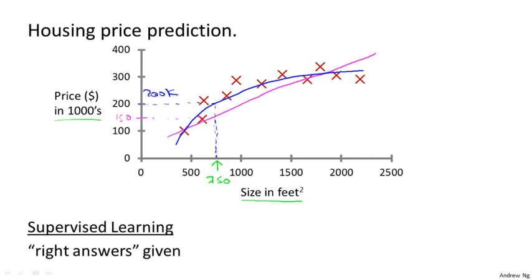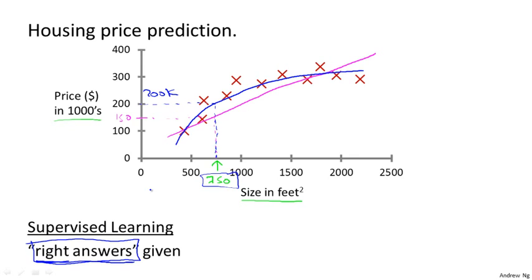The term supervised learning refers to the fact that we gave the algorithm a data set in which the, quote, right answers were given. That is, we gave it a data set of houses in which for every example in this data set, we told it what is the right price, or what was the actual price that that house sold for. And the task of the algorithm was to just produce more of these right answers, such as for this new house that your friend may be trying to sell.